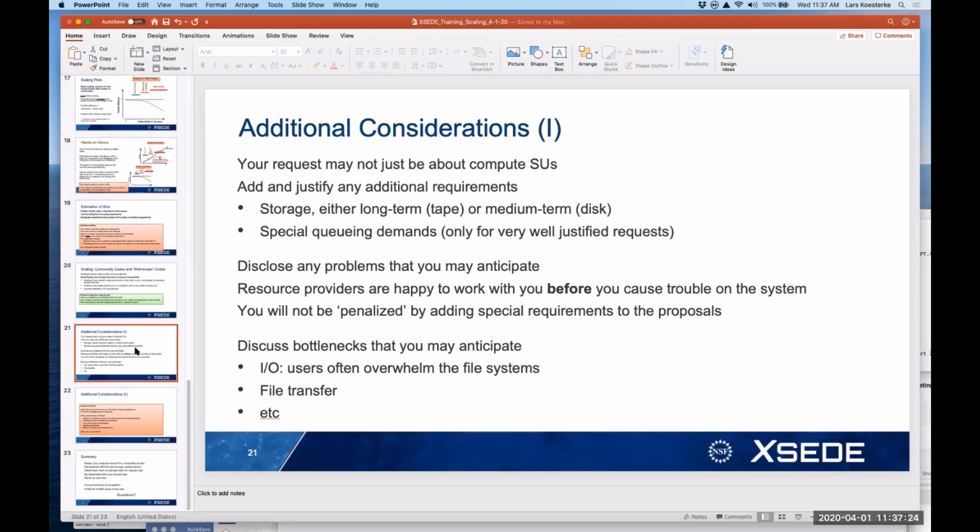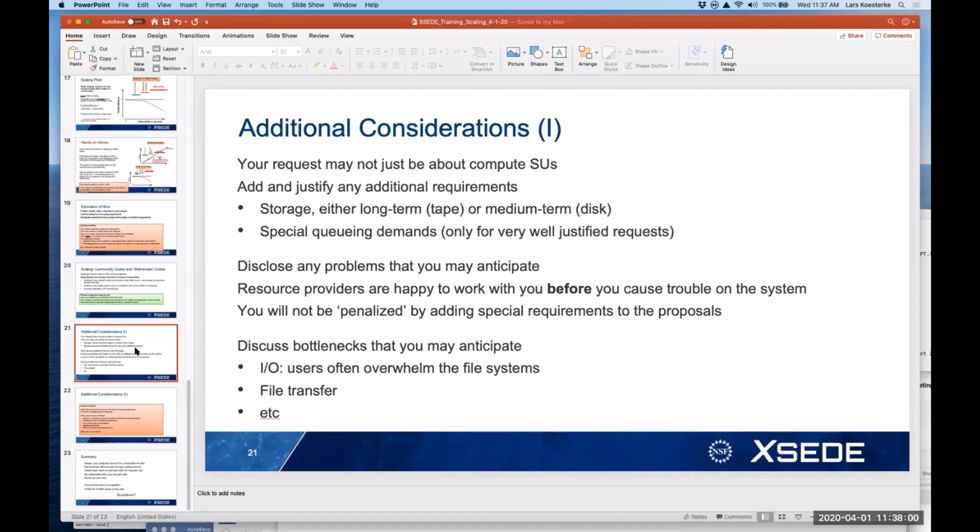For some proposals, for some research, there are special queuing demands, and if your research is time sensitive, so for example, you do weather forecast or you do tornado tracking, then you can always add special queuing demands, but that is only for very well justified requests. But it's of course something that we, as the resource providers, work with users on every day. Also disclose any problems that you may anticipate.